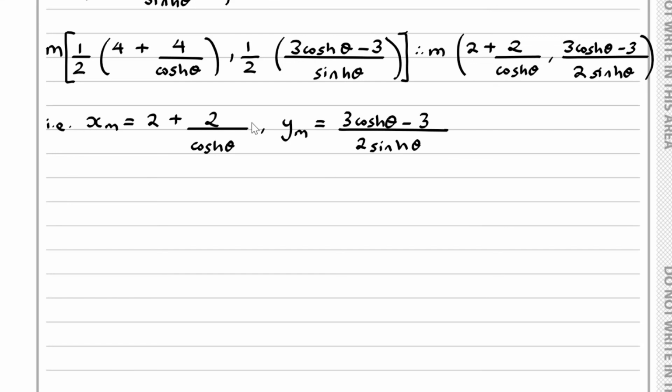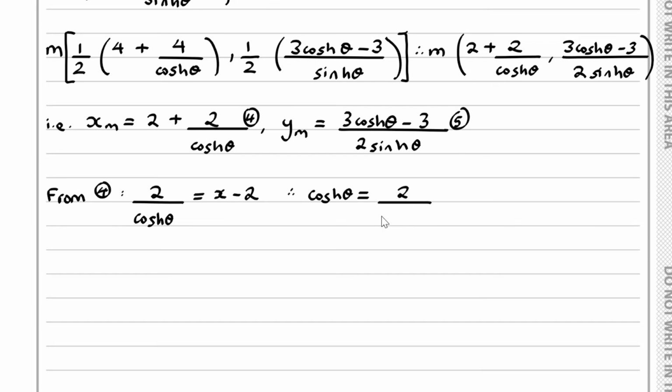So if I call this equation 4 and this equation 5, from equation 4, hopefully you can see that we have 2 over cos theta equals x minus 2, and therefore cos theta is equal to 2 over x minus 2. Okay, we'll call this equation 6.